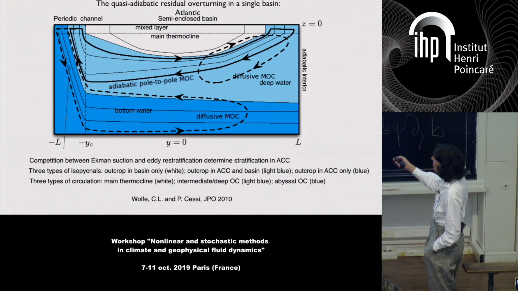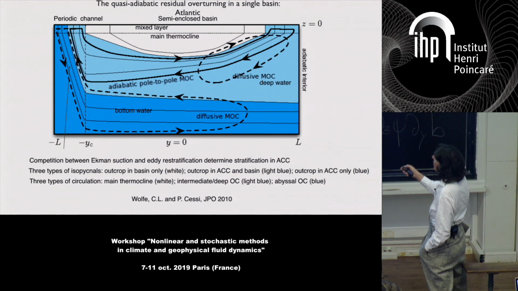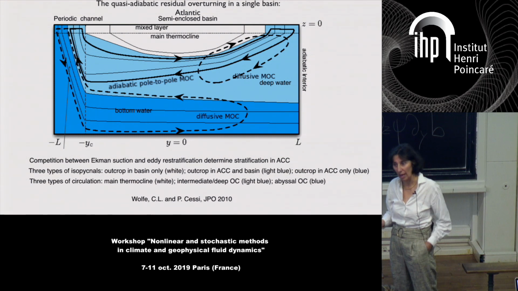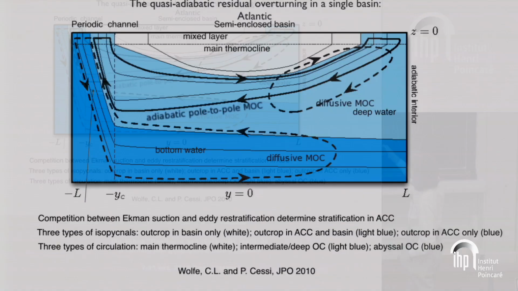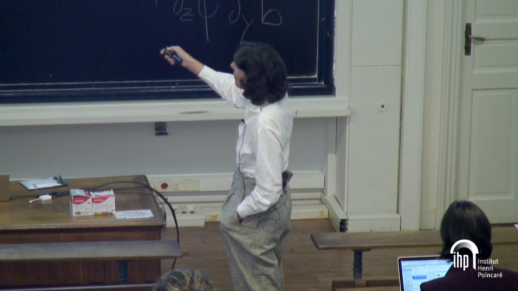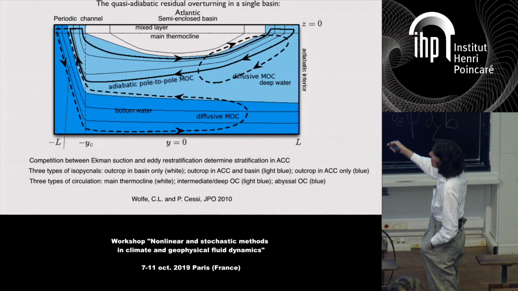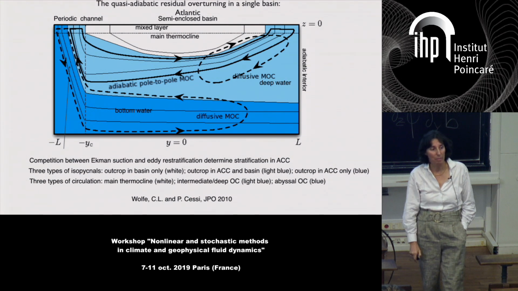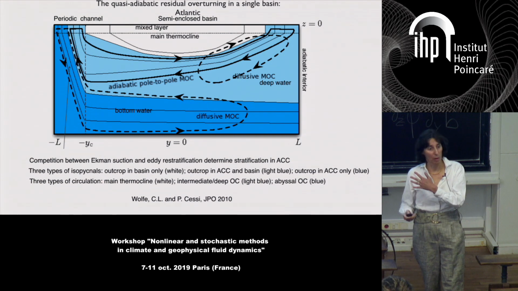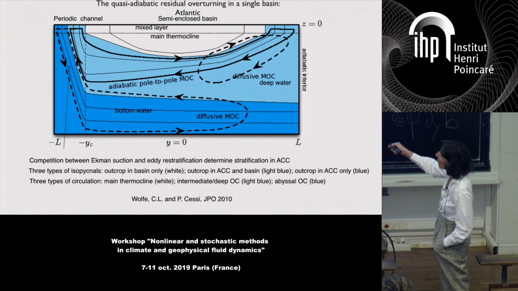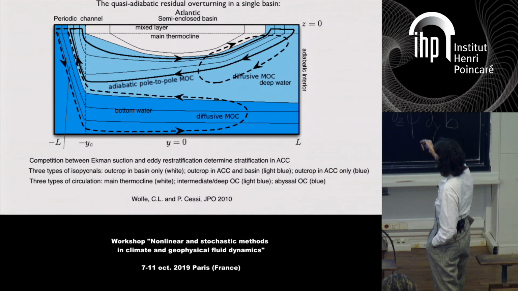Okay, so here I show three types of isopycnals. The white ones do not surface in the Antarctic circumpolar region. They're sort of warm, light densities, and that's where you have the main thermocline, which is about 400 meters deep. Then you have one type of isopycnals that surface both in the Antarctic region and in the northern hemisphere. Along these isopycnals, you can have the mid-depth overturning circulation, the residual overturning circulation we're talking about. Then there is a third type that surface in Antarctica and do not surface in the northern hemisphere.